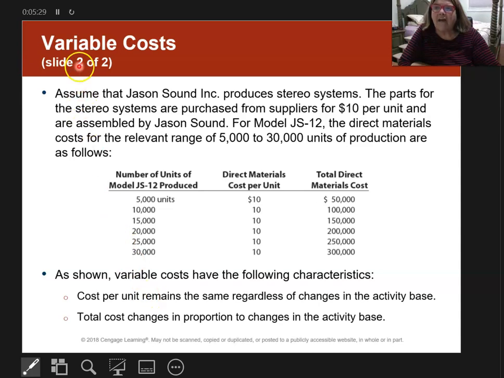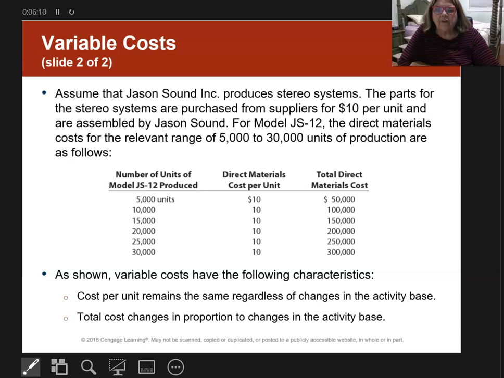So variable costs have these two characteristics. Cost per unit remains the same regardless of changes in activity basis. So this $10 stayed the same. Cost per unit stays the same regardless of the change in my relevant range. However, total cost, which is over here, changes in proportion to the changes in the activity base. So my total cost increases when my relevant range increases also. So that's how you know it's a variable cost. These are the two important things you need to understand.